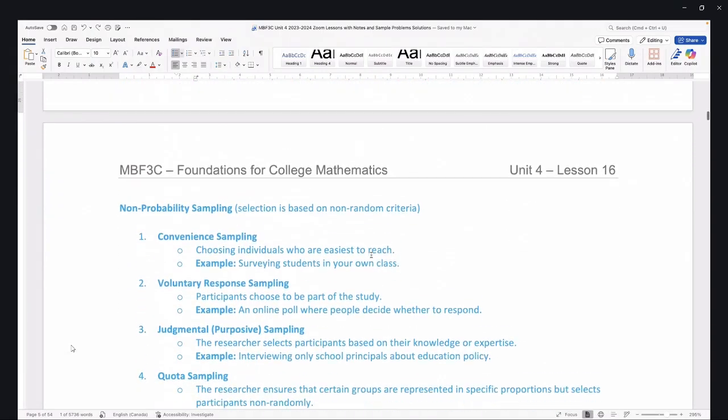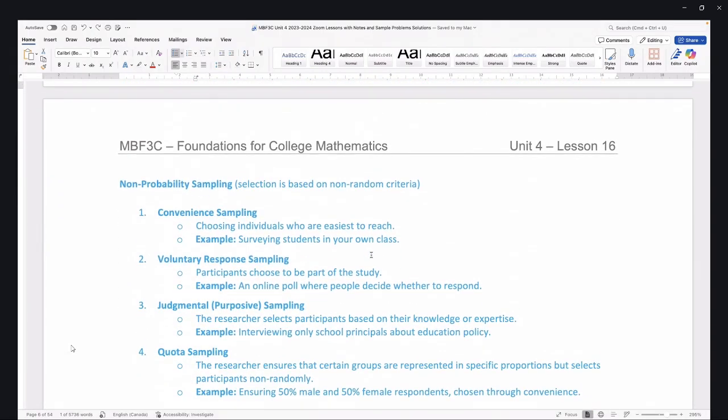Then there's other ones as well, non-probability sampling. So with these you might not have the same chance of being selected. So a convenience sampling would be choosing individuals that are easiest to reach. So for example, you're going to survey students in your own class, and you're not going to ask anyone else in the school. So for example, if you're looking at how tall and how many people are in grade 10, and maybe there's five grade 10 classes in your school, and you're only going to ask students in your class and not the others. So it's not really that random.